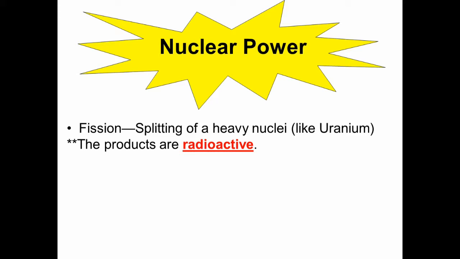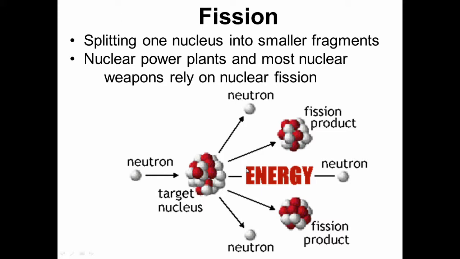A lot of times when fission happens, you're splitting something really heavy, like a uranium atom. These products are radioactive. When you split a nucleus into smaller fragments, you're releasing a ton of energy. You're also releasing more neutrons, which then split more atoms that are nearby. Nuclear power plants and most nuclear weapons rely on this fission process.